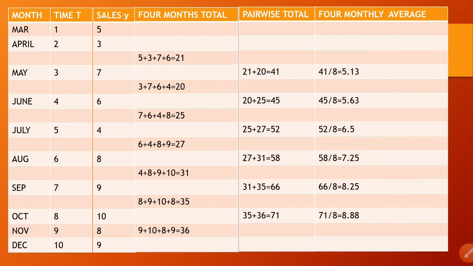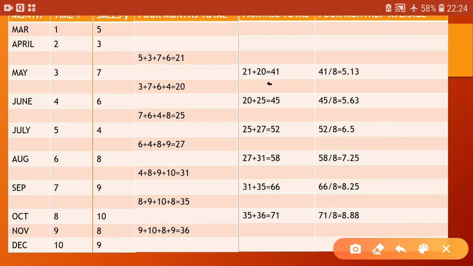Okay. Sir, why 8? Because you can see what you are dividing. You are dividing 41. This 41 is total of 21 and 20. Now this 21 is total of 4 years and this 20 is total of 4 years. So this 41 is total of 8 years. So if you want to find the average, you have to divide it by 8. Got my point? See, listen again.